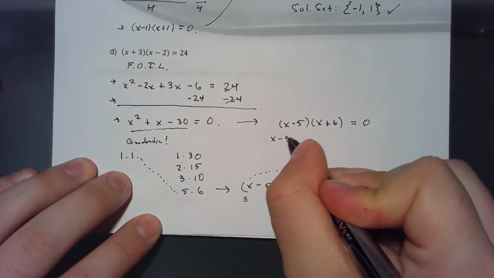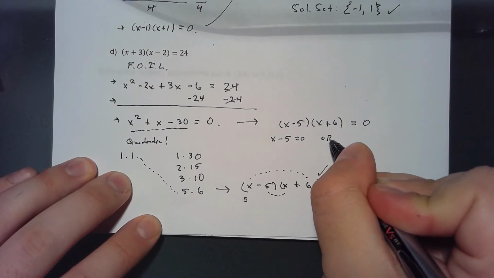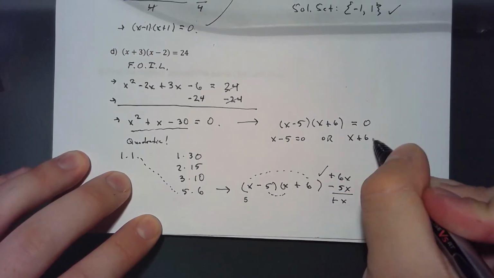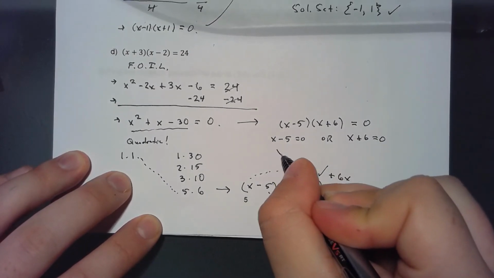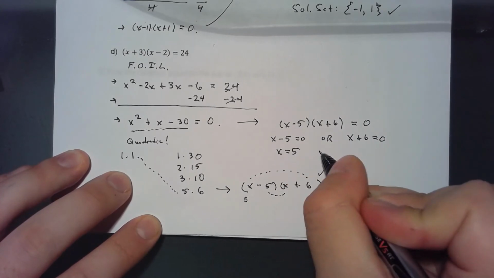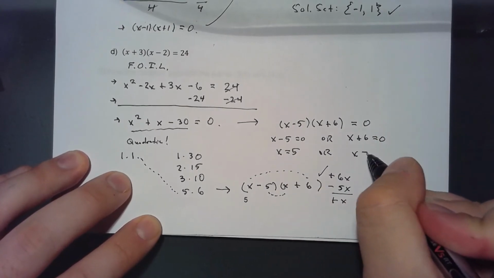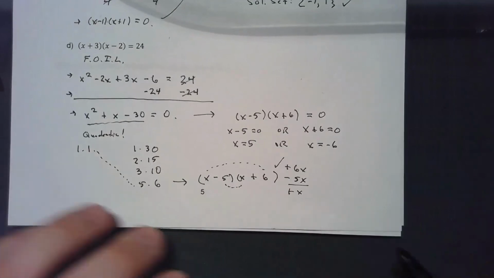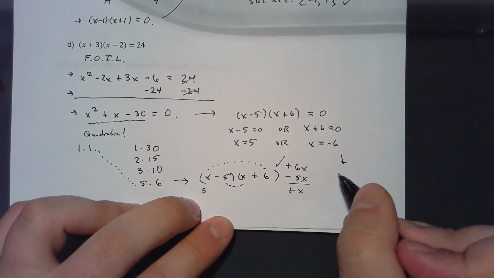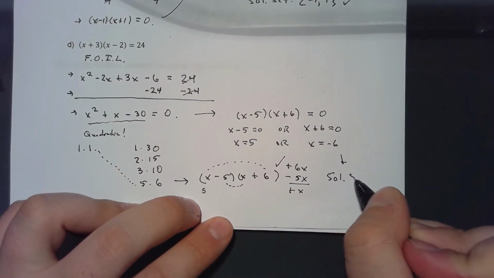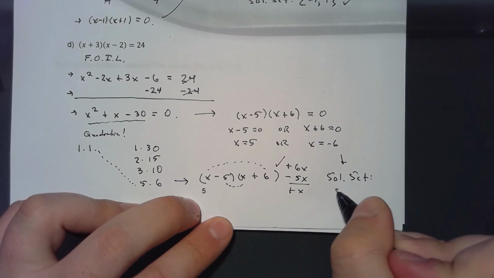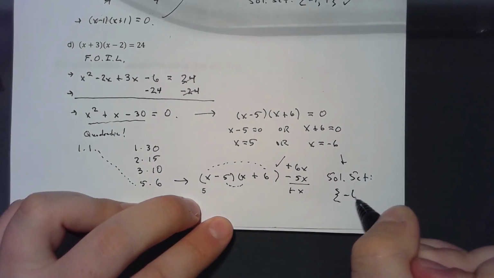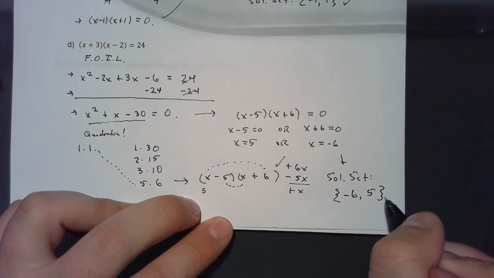Set each factor equal to 0. Add 5. I get x equals 5. Subtract 6. I get x equals negative 6. My solution set is the values negative 6, comma 5.